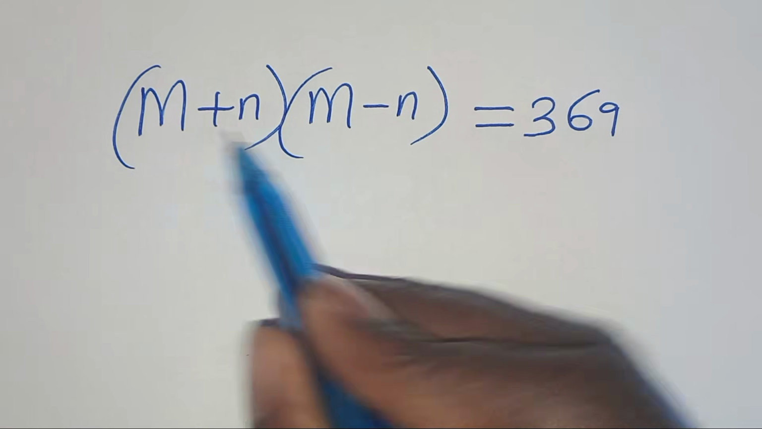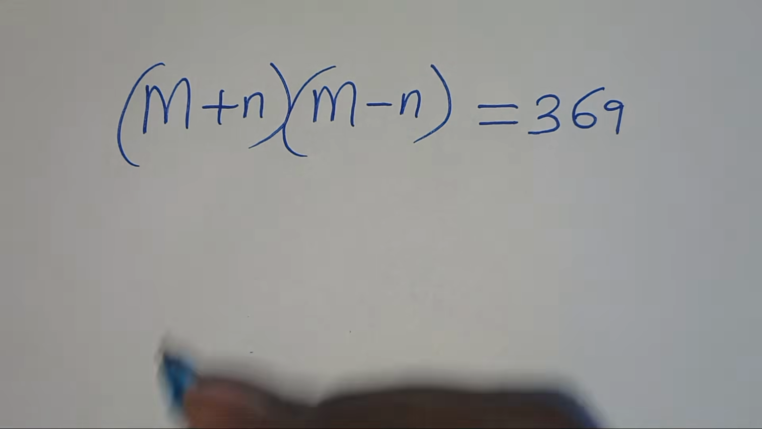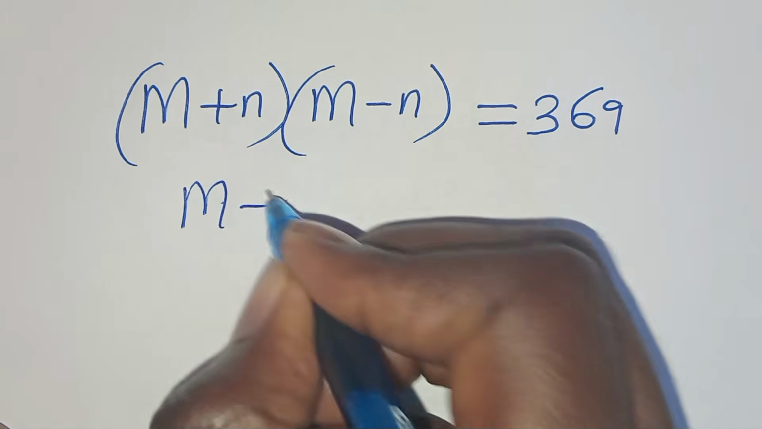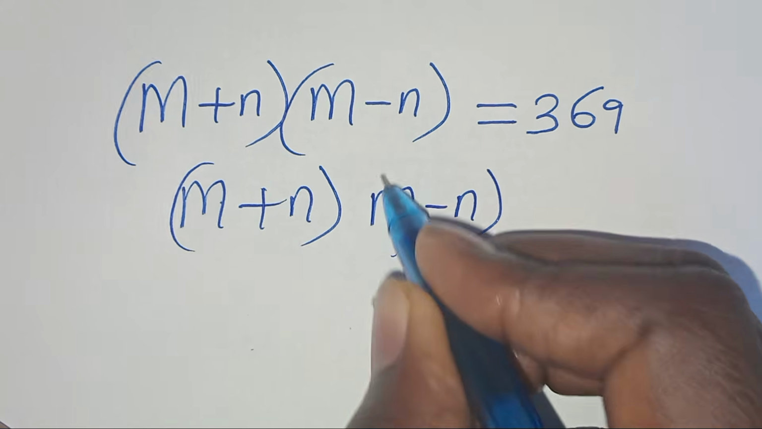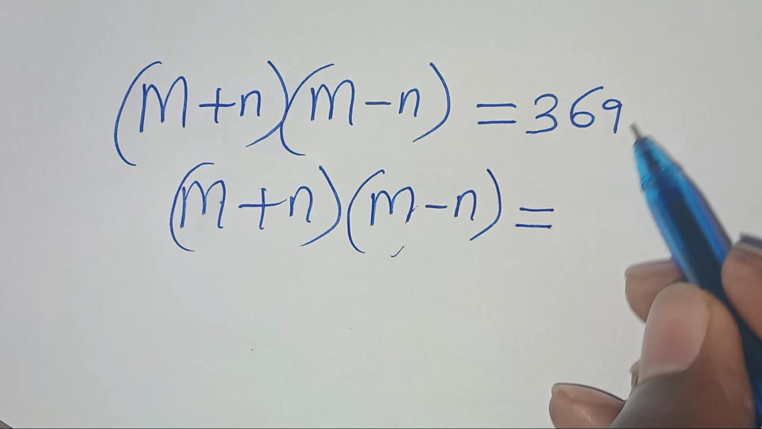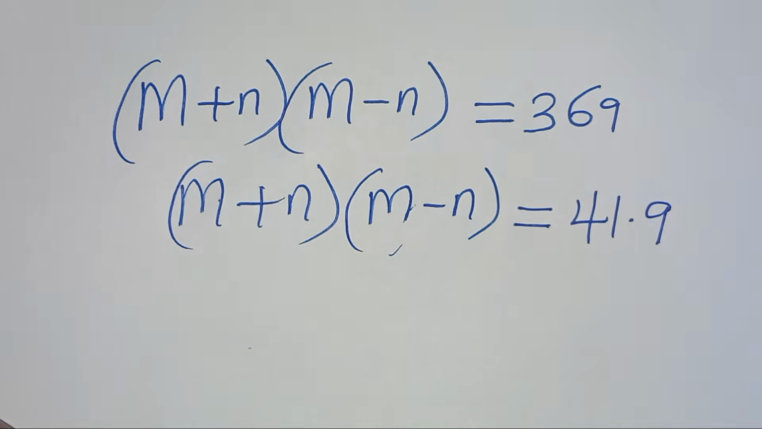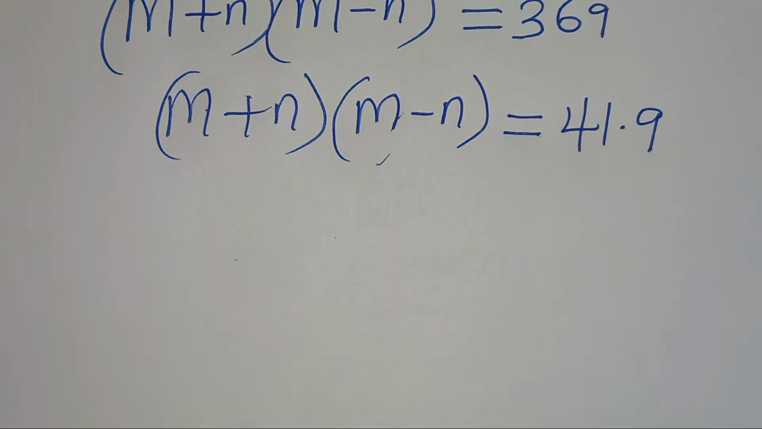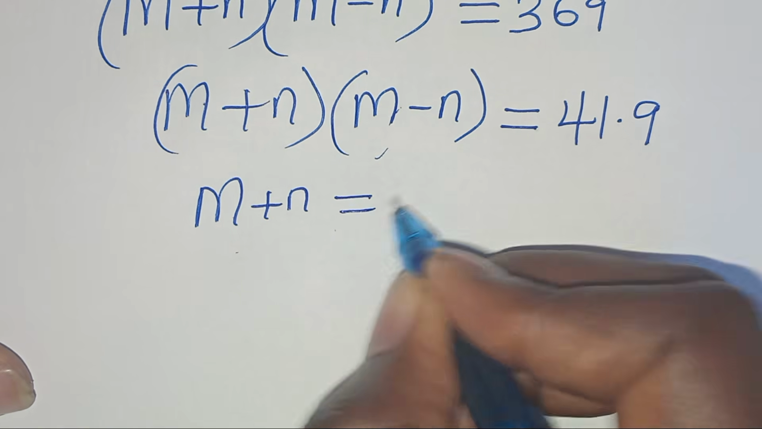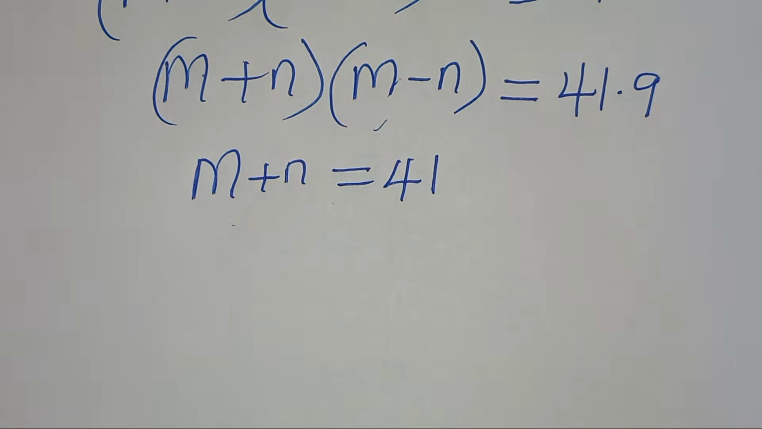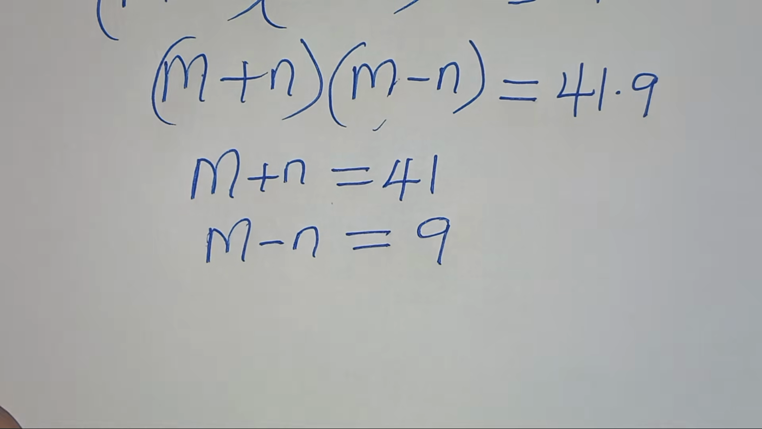Now we have that m plus n multiplied by m minus n is equal to 369. We can express 369 as the same thing as 41 multiplied by 9. So this implies that here we have m plus n equal to 41, and we have m subtract n equal to 9.